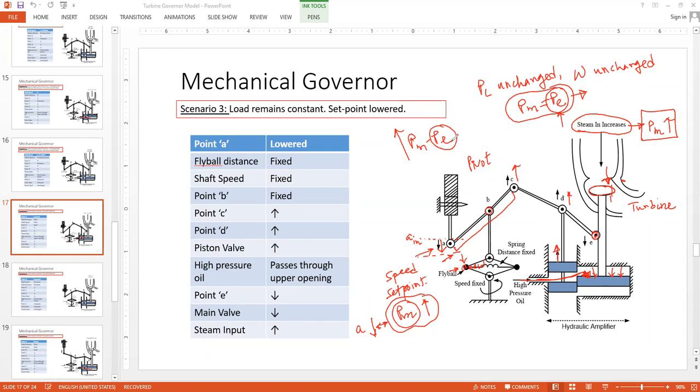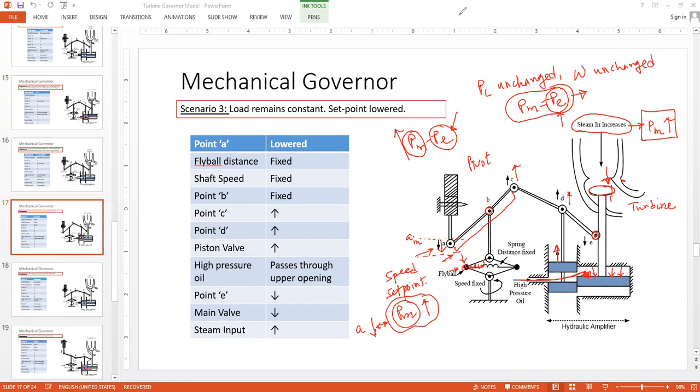So now you are in a position, by changing point A to this A new, which is actually lower than A initial in this case, to increase PM, and that will enable you to increase the PE, or supply more electrical output by the generator. So this was scenario number 3.